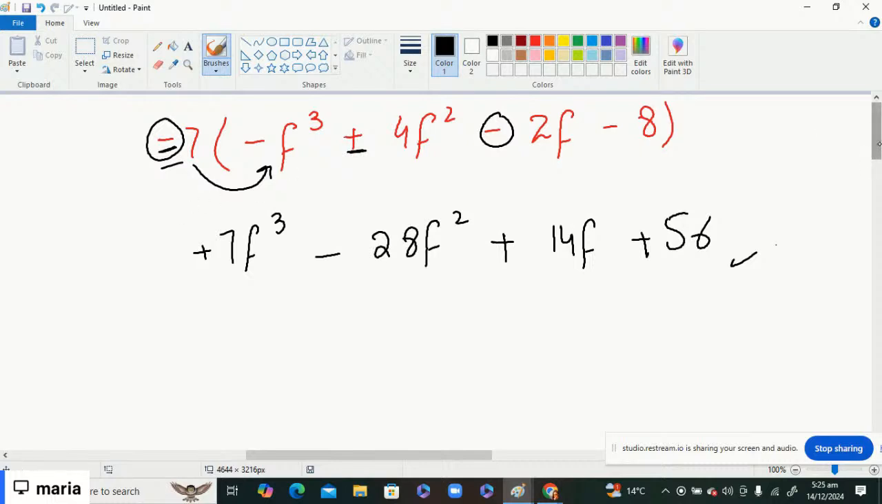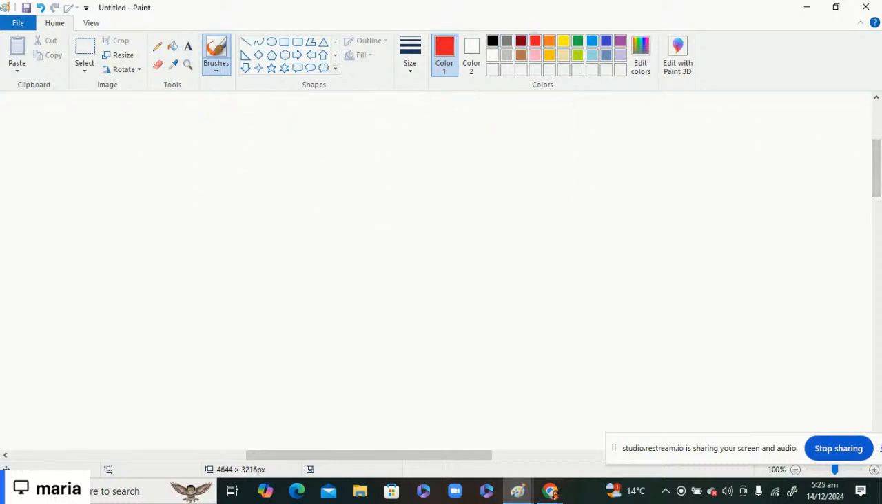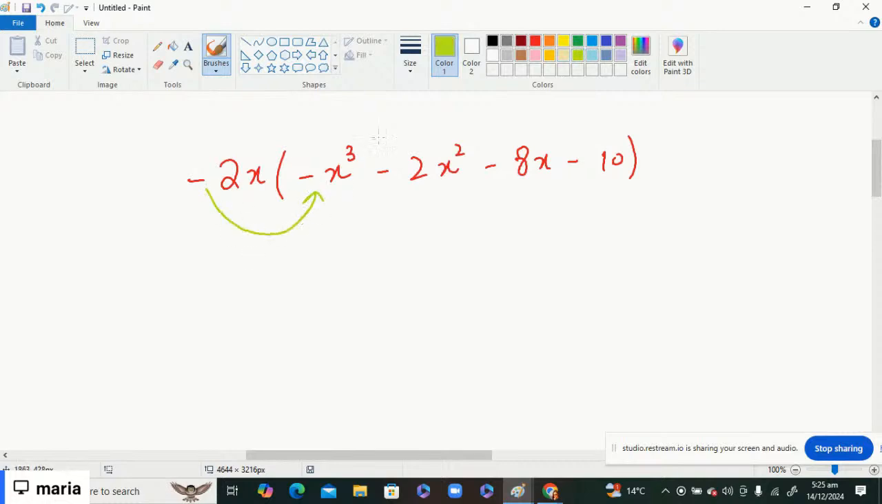Now there is one more way. Like if minus 2x is multiplied with minus x cube minus 2x square minus 8x minus 10. Now how can we multiply these? This is the minus and this is the minus sign. So minus minus becomes plus 2 as it is. x and x becomes x to the 4. Powers are added. Here is power of 1 for x and here is power of 3. So 1 plus 3 is 4.